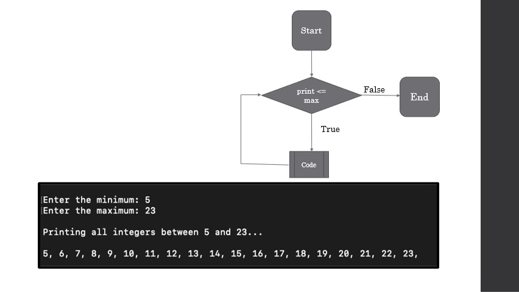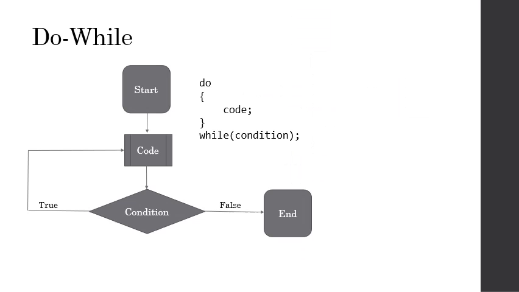Here is the output from that function. When the loop starts, the program checks to see if the variable print is less than or equal to max. If true, the program prints print and increments that variable by 1. This repeats until print is greater than the maximum value, at which point the program skips the loop.